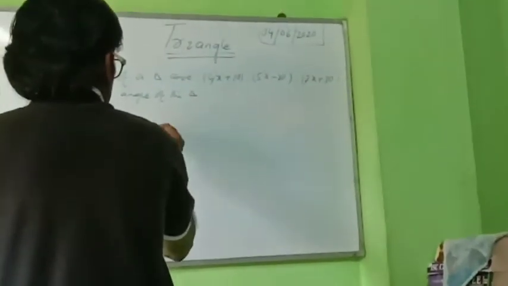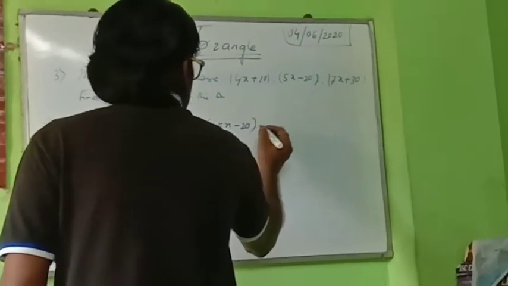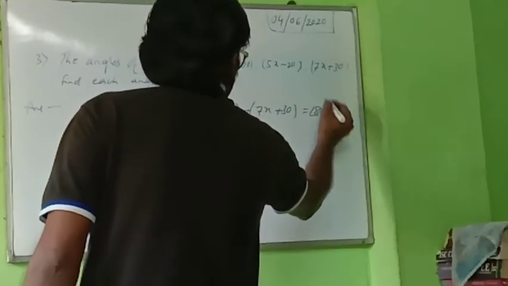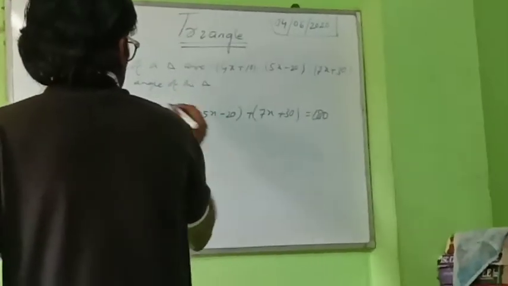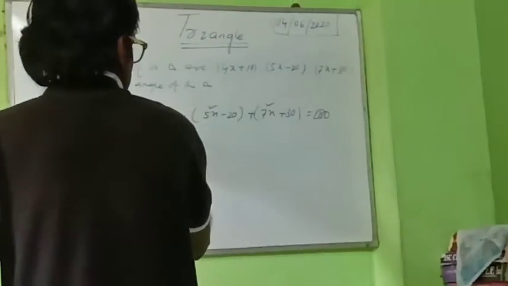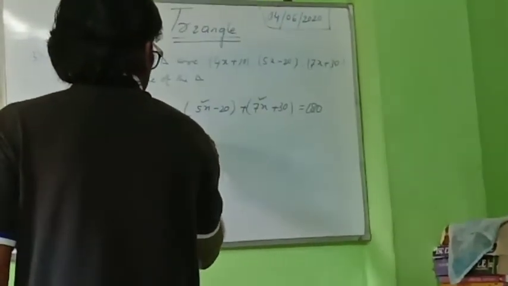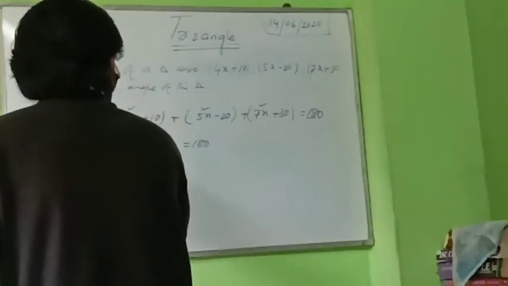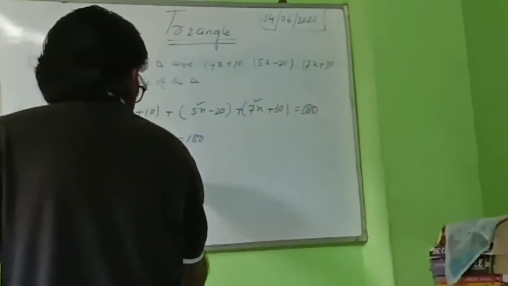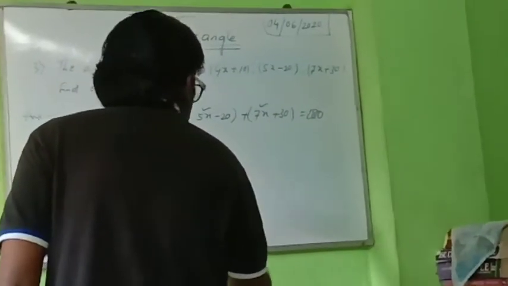That means 4x plus 10 is the first angle, plus the second angle 5x minus 20 degrees, plus the third angle 7x plus 30 degrees. The total is equal to how much? 180 degrees, as I have told before. Now all the x: 4x, 5x, that is 9x, 9 plus 7, 16x. Now 10 plus 30, 40, 40 minus 20, that is plus 20, is equal to 180. Now this 20 will be subtracted from that side, so 16x is equal to 160. Now x will be how much? 160 divided by 16, x is equal to 10. You are getting the value of x. Therefore, the first angle will be how much?